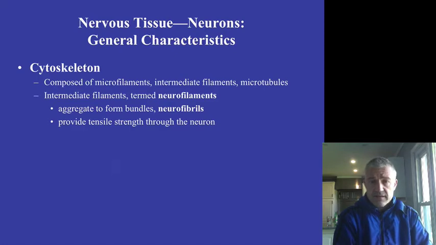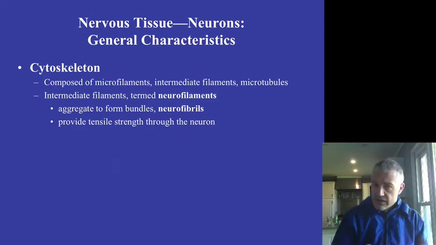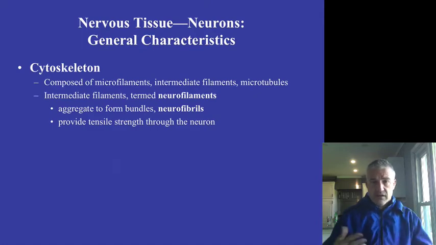There is a lot of cytoskeleton involved in this, a lot of microtubules, microfilaments, intermediate filaments. Altogether, we kind of call these things neurofilaments and neurofibrils. They provide strength to that neuron so it can stretch a little bit when you're moving your limbs and things like that.